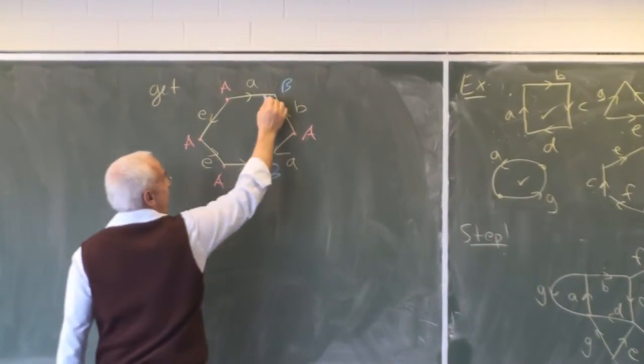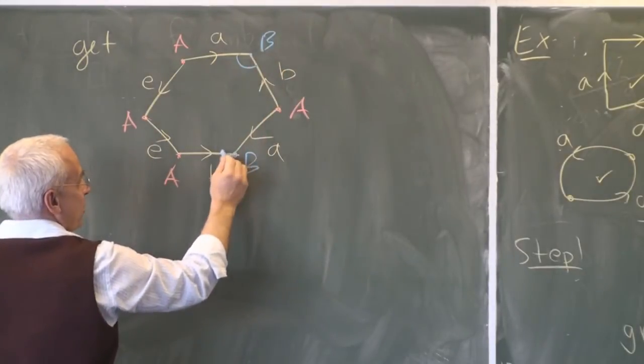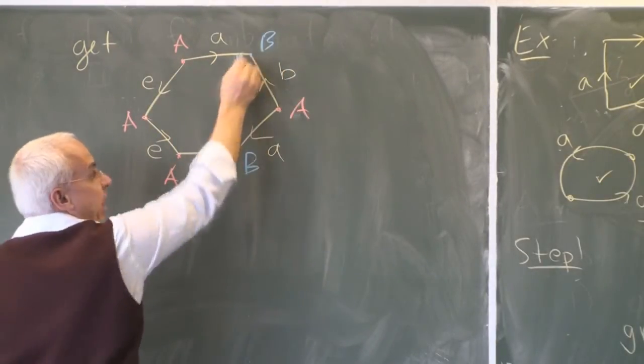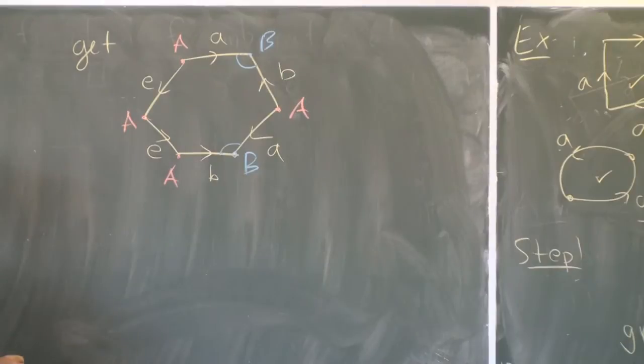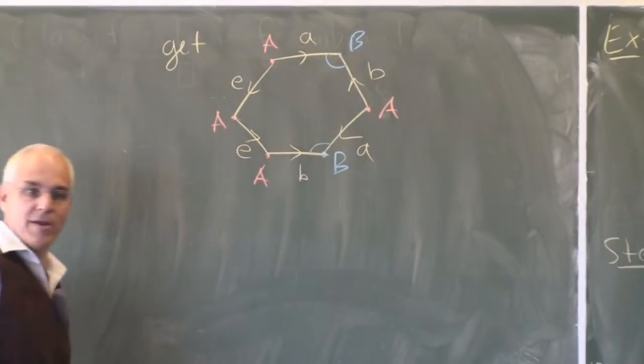Let's have a look as we go around from the top of A to the top of B. Then we go from the top of B to the top of A. We're back to where we started. So that is a closed loop now. And you can check that the loop involving A now involves this one.